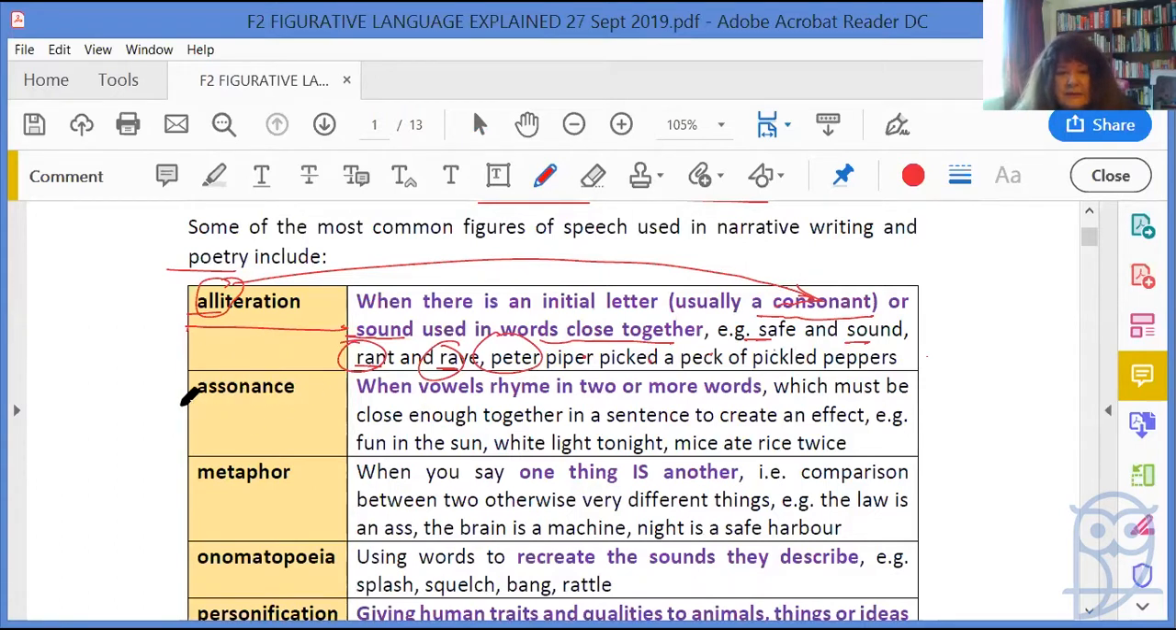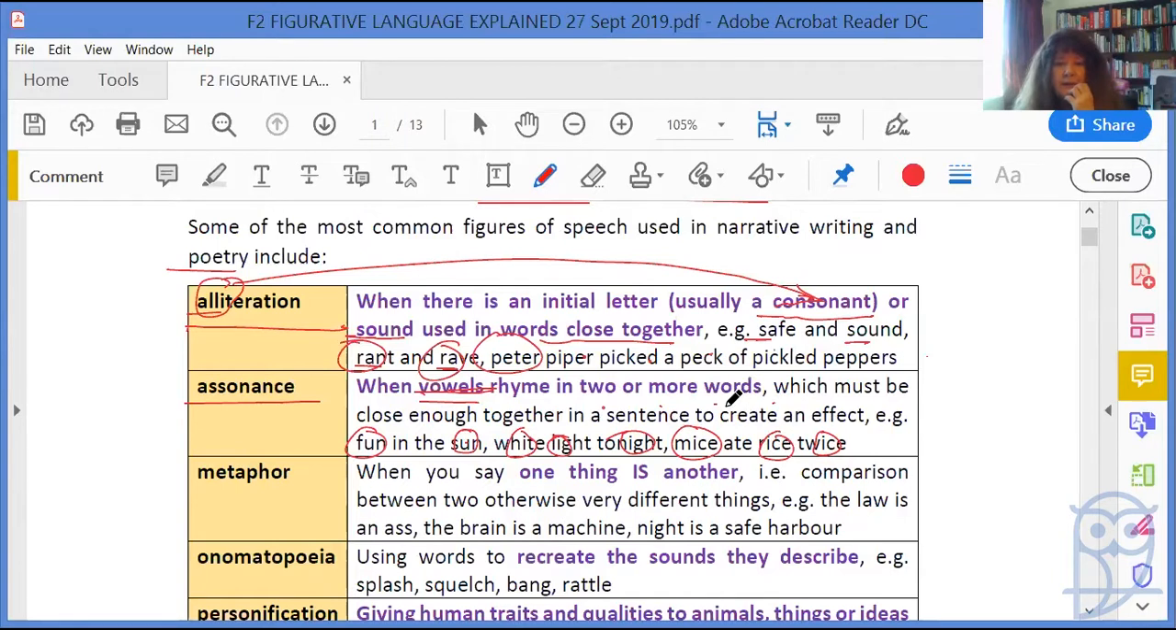Let's look at assonance. That's another very common one that you can well be asked to do. And what does it mean? When vowels rhyme in 2 or more words, which must be close enough together in a sentence to create an effect of some kind. For example, fun in the sun. There you've got your U sound. White light tonight. There you've got your I sound. Here's some more I sounds. Mice ate rice twice. That's called assonance because it's vowel sounds that are close together.